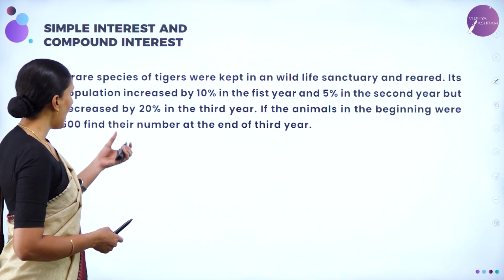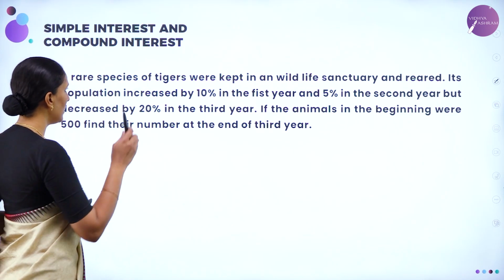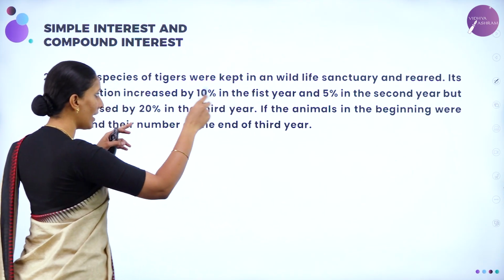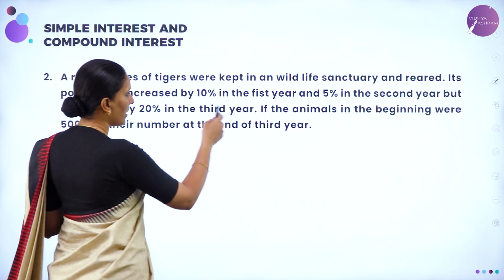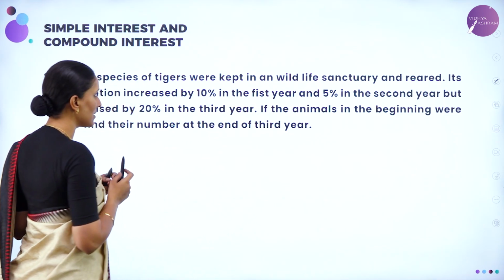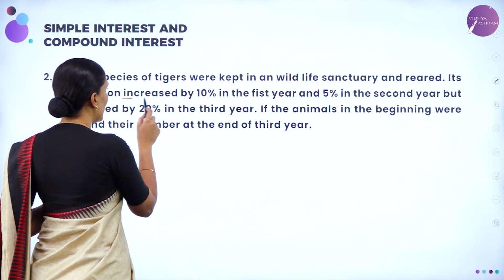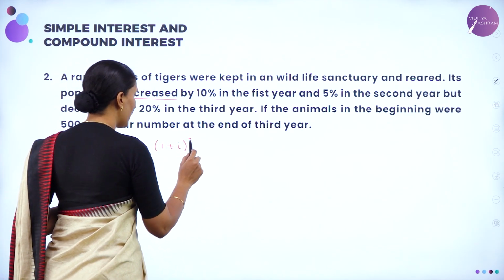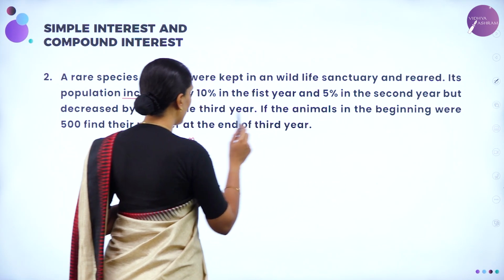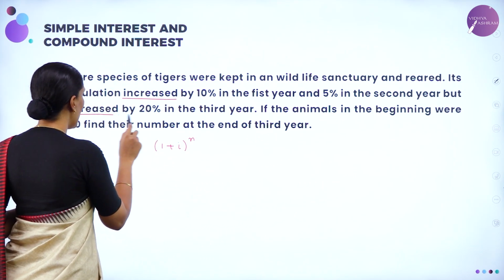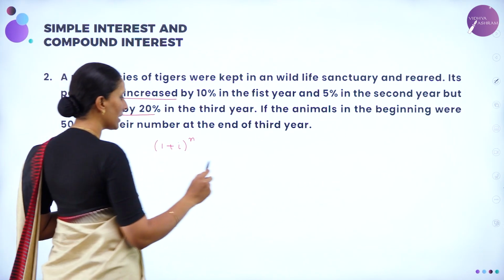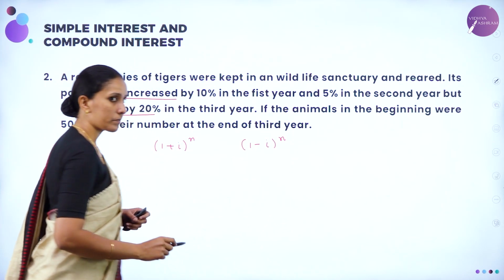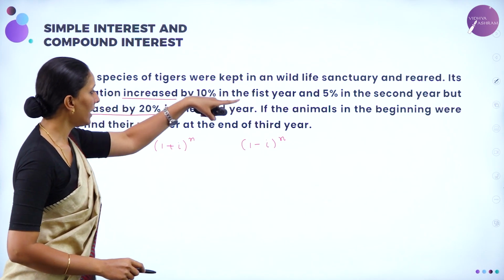Now here, I'll take the same formula. The first thing is we have different rates. So let us assume the rates of interest as 10%, 5%, 20%. Whenever it is an increase, the formula will be in the form of 1 plus i whole power n. But when we are taking the population growth rate as a decreasing condition, we should use 1 minus i whole power n.